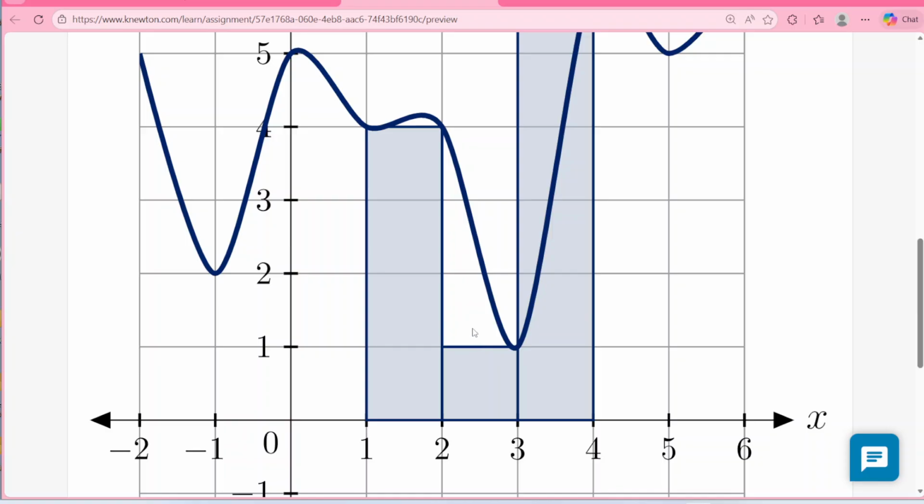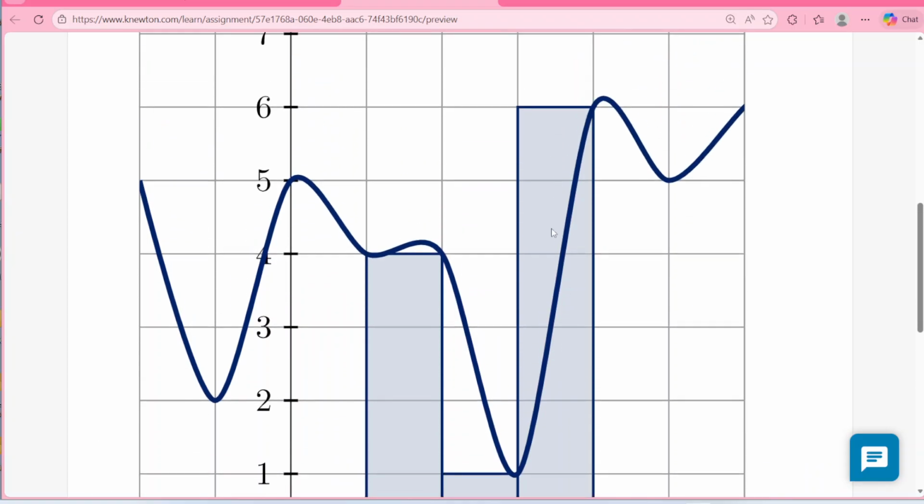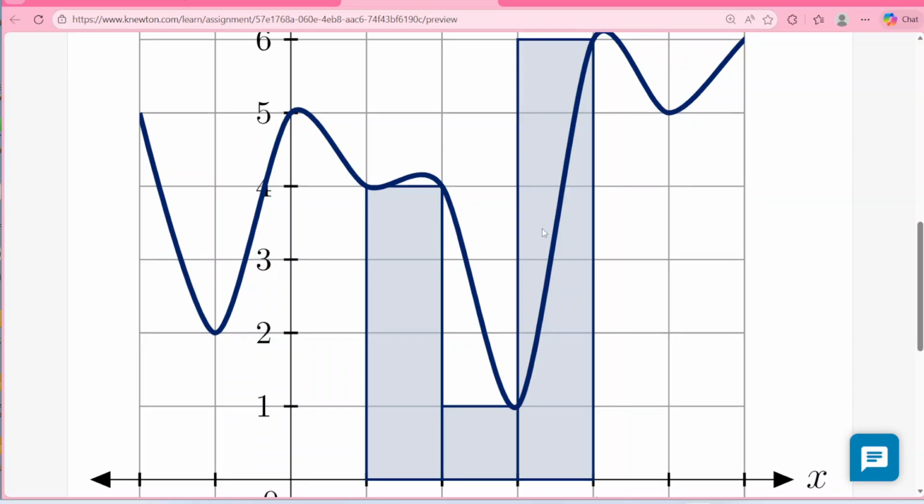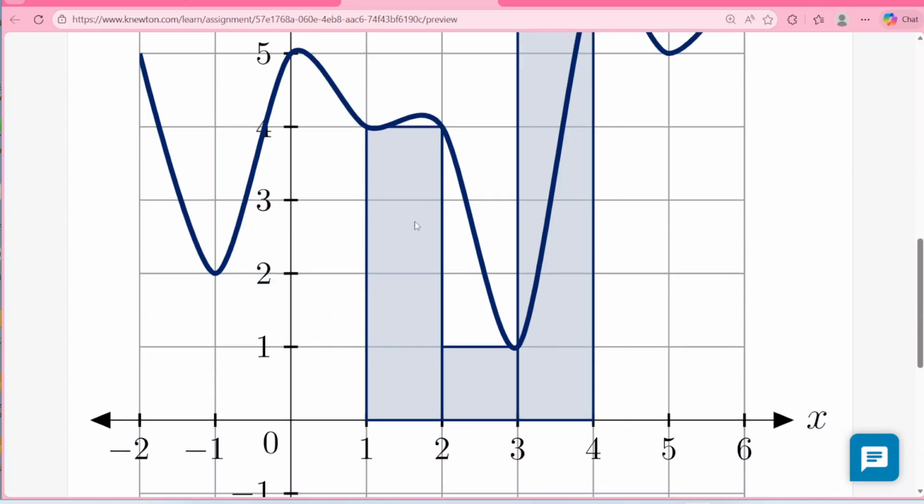This area here, there's a lot of missing space, but it's still an estimate. And then this third rectangle kind of overestimates, it gives me more area than is actually under the dark blue curve, but it still estimates it. So then to estimate the area they want, you're just adding the areas of all these shaded rectangles up.